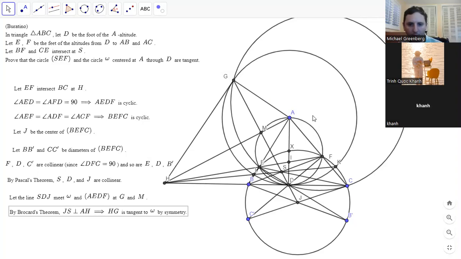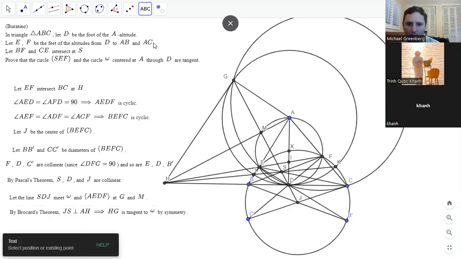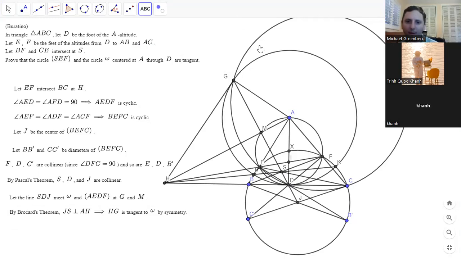So first we wanted to show that GEDC was cyclic, and that's true by power of a point because, wait, now I'm trying to remember. Oh, because we showed that GS times SD was ES times SC. That's how we did it. Okay, so we have GS times SD. Oh, we needed that it's LS times SK. Did we need that step?